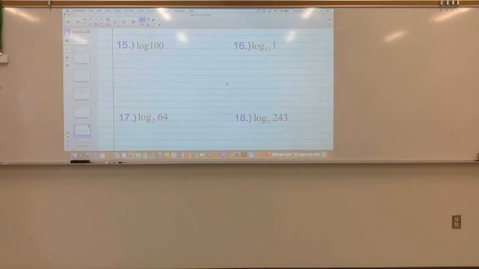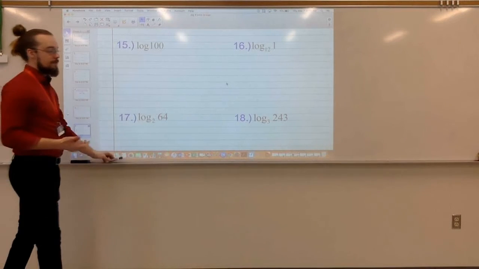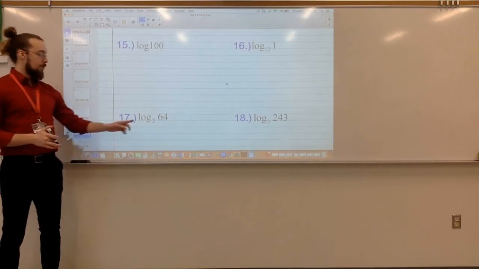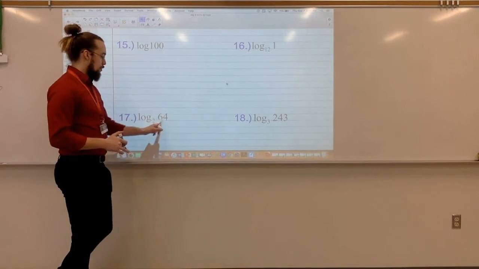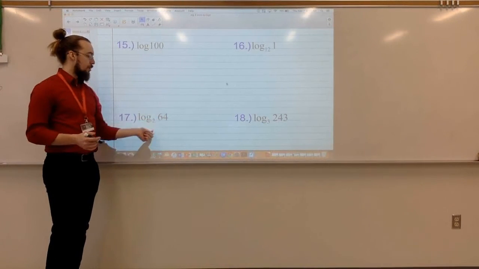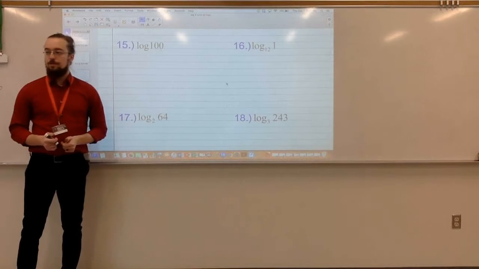Alright, so take a few minutes here. And if you don't recognize what the exponent should be right off the bat, you can grab a calculator and say, well, 2 to what power is 64? So I can just grab a calculator and say, well, is it 2 to the 3rd? Is it 2 to the 4th? Is it 2 to the 5th?